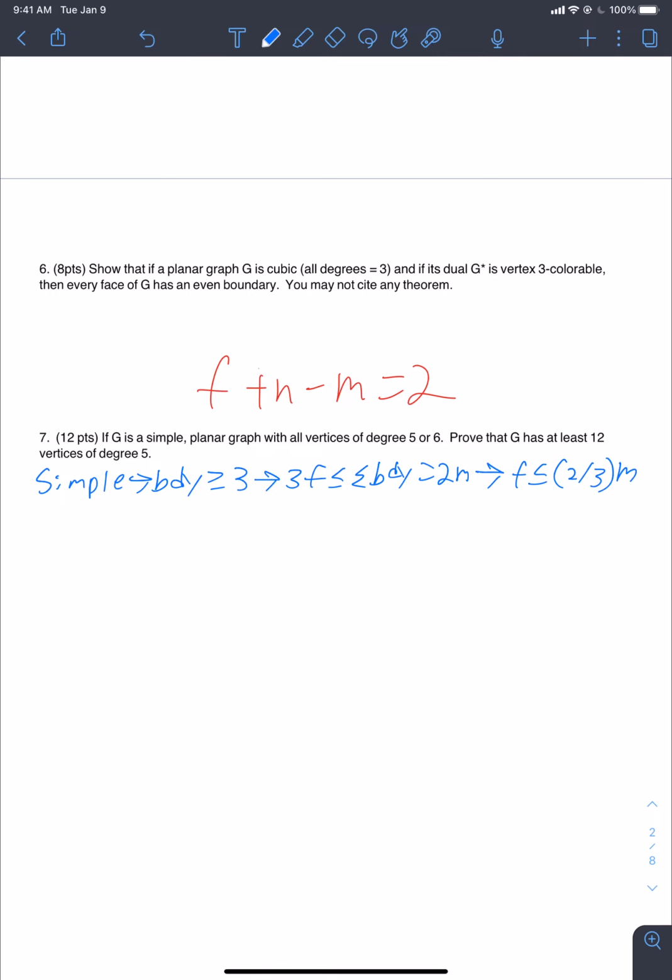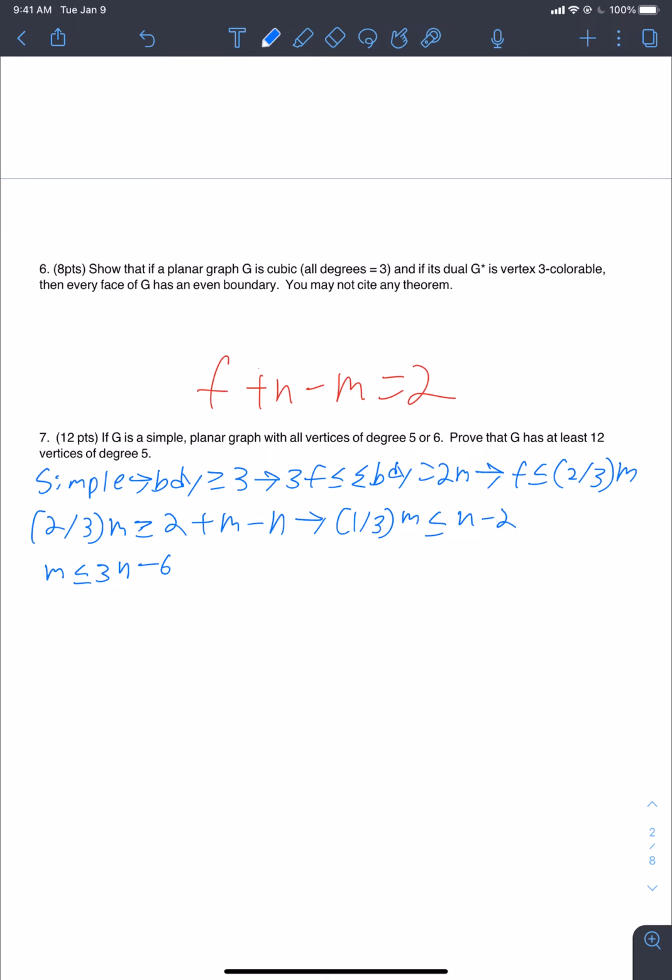And then we can combine this with Euler's formula, which if you rearrange the terms, you can get it so that we have, well, we'll substitute in f, so 2/3 m is greater than or equal to f, which is 2 plus m minus n. And from here, we can subtract the 2/3 m and rearrange the terms to get 1/3 m is less than or equal to n minus 2. And then by multiplying by 3 on both sides, we get the bounds for m, as m is less than or equal to 3n minus 6.